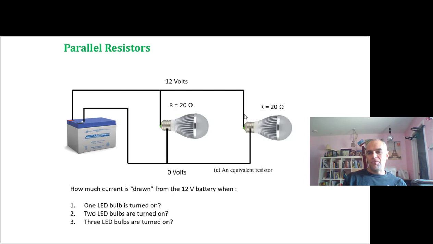Next, let's turn on another one, so that instead of just having one here, you actually have 2. And then finally, let's do it with 3. What are you going to have in that case? What total current is going to pass out of the battery's terminals through the light bulbs in each of those cases?